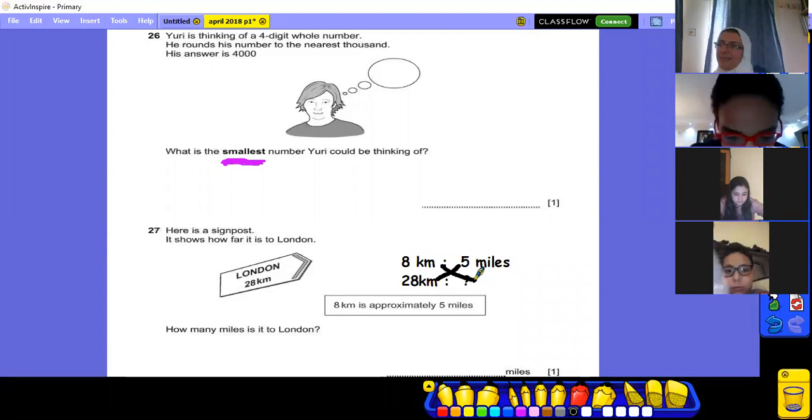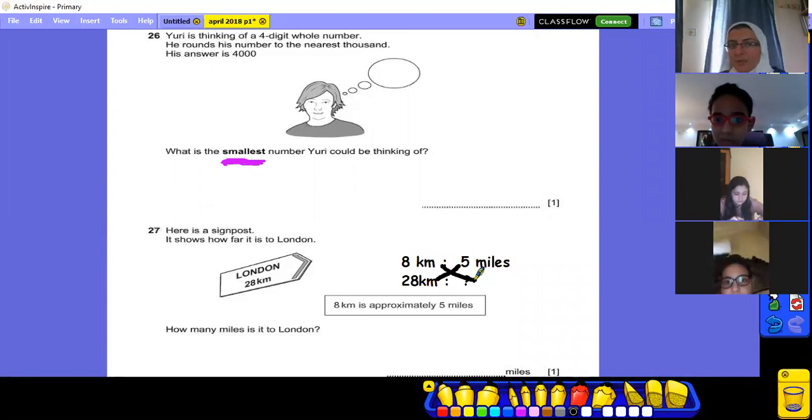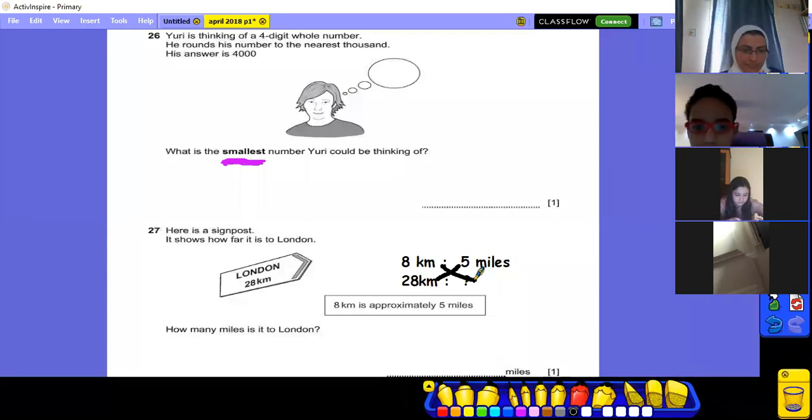The number less than 3,500 is 3,499. If you round this number, it will be 3,000, not 4,000. So the smallest number that, when you round it, gives 4,000 is 3,500. Okay. Go back again to question 27 because it's important.